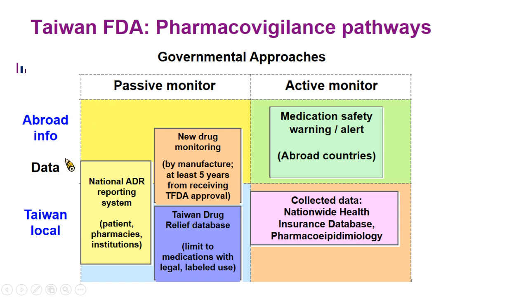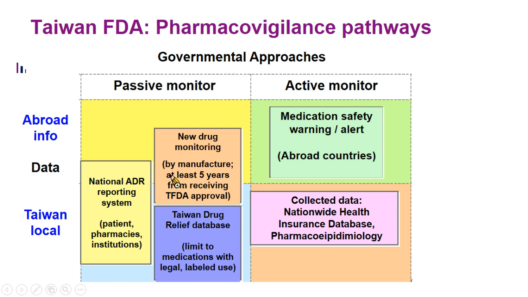And we separate the columns by the data from abroad information or the Taiwan local data. So from the left down part, you can see again that the passive monitor, a major part of that is the national ADR reporting system. Reported by whom? By a patient himself or herself, and also by the pharmacists, and also by the hospitals. Any health related institutions can all report to the system.